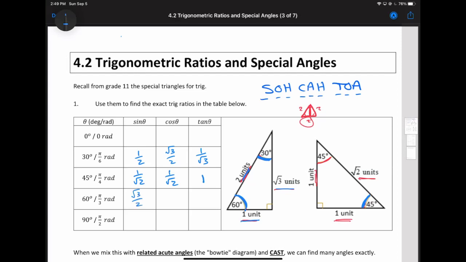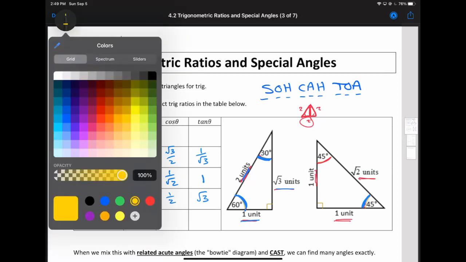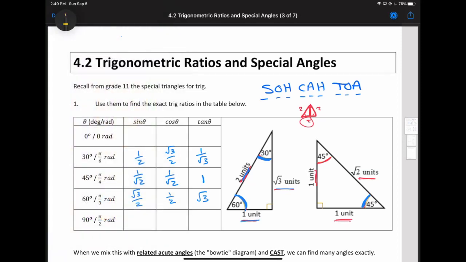Adjacent over hypotenuse is 1 over 2. And opposite over adjacent is root 3 over 1, which is just root 3. I'm just going to make a quick note there that these two values are just the reversal of those two values, and these are just reciprocals of each other. Just as a little note.